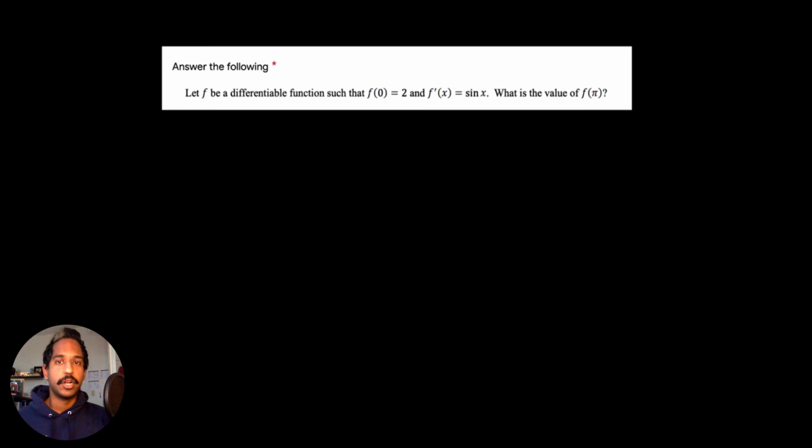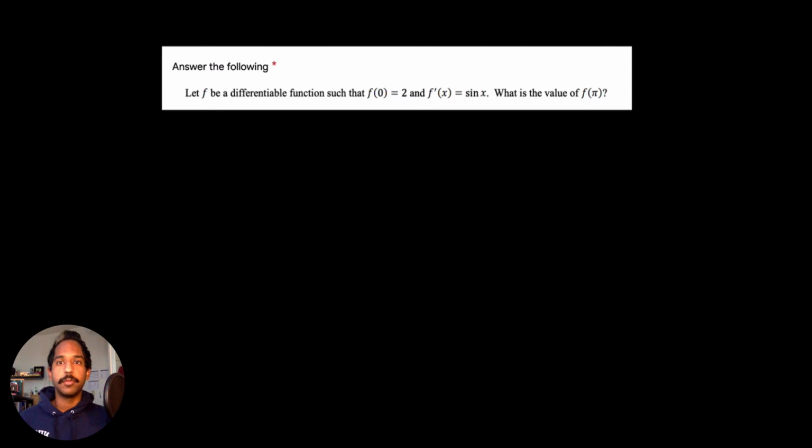Let f be a differentiable function such that f of 0 equals 2 and f prime of x equals sine of x. What is the value of f of pi? Now, when you approach a question like this and we're given information about an original function and we're told what the derivative is, we know that we want to use the fundamental theorem of calculus, part 1.